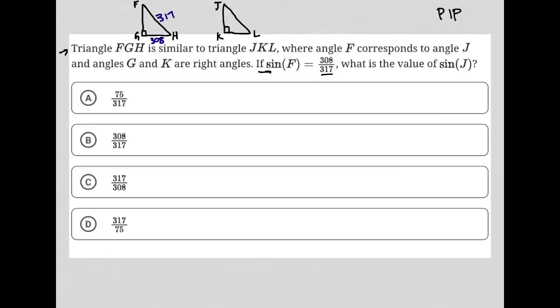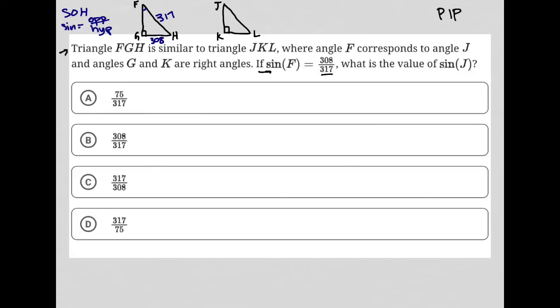I know that because here's where angle F is, and based upon SOHCAHTOA, the SOH portion, we know that the sine of an angle is equal to the opposite side of that angle over the hypotenuse. So that's how I know where 308 and 317 go. What is the value of the sine of J?